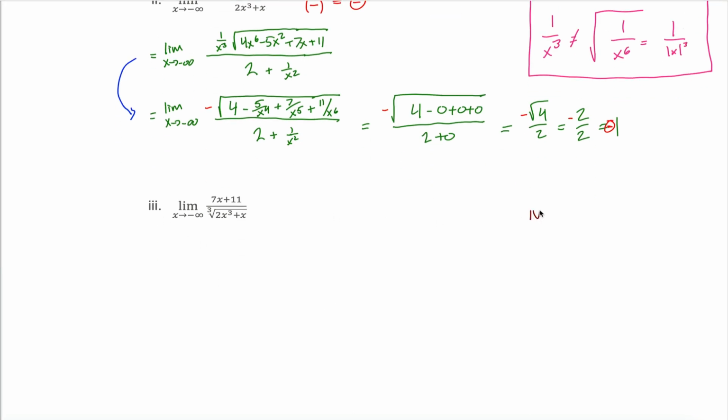Let's do one more of these. In fact, let's do 2 more of these. Let's look at the limit as x approaches negative infinity of 7x plus 11 divided by the cubed root of 2x cubed plus x. And then let's look at the limit as x approaches negative infinity of 7x squared plus 11 divided by the cubed root of 2x to the 6th power plus x. If you're the overachieving type, you might want to watch me solve this one and then give this one a shot on your own. How would I solve this one?